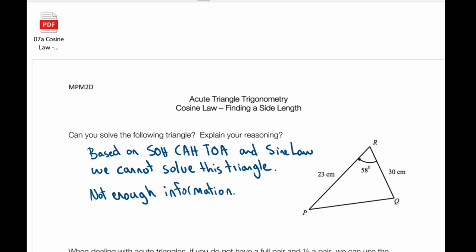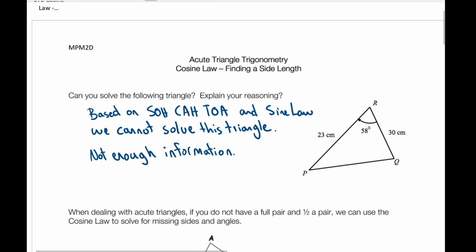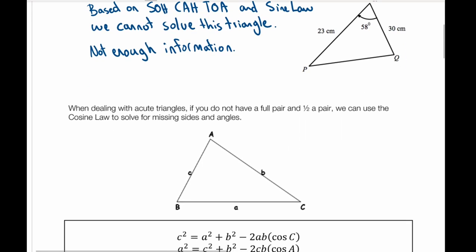So there are situations when we're dealing with non-right angle triangles where we can't use the sine law, and that's where we start to use the cosine law. And there are going to be some characteristics to help us identify when we should use the cosine law over the sine law. And again, what we're going to focus specifically on is using the cosine law to find the side length. So, when dealing with acute triangles, if you do not have a full pair and half a pair, we can use the cosine law to solve for missing sides and angles.